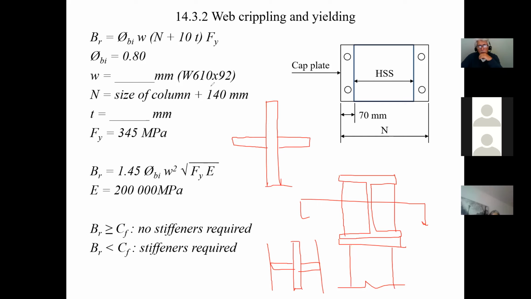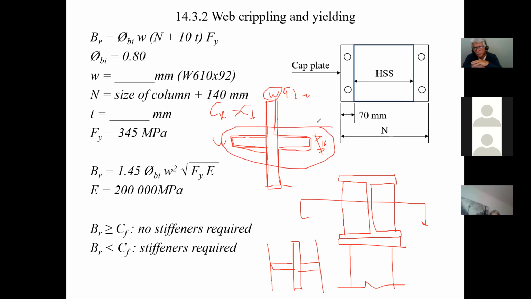In other words, this is your web, and this is the stiffener. For example, if I have a 9.2 millimeter web, I like to use a 3/8, a 10 millimeter plate. I like to use plates about the size of my web. Then I have to calculate whether the CR of this column is greater than the CF that's going down. If it is, then I know these stiffeners are good enough. You see how you do it?